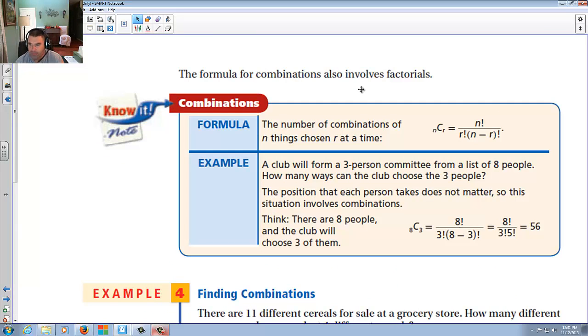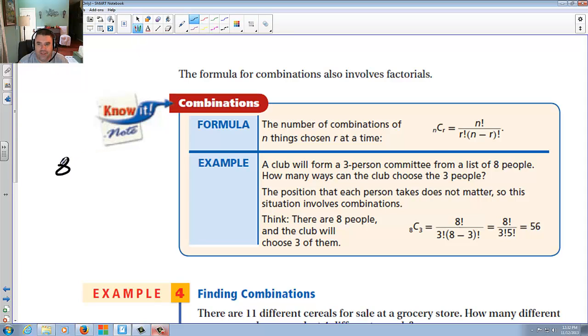Following for combination involve factorial. Now, this is one difference here. In this case here, you see a club will form a 3-person committee from a list of 8 people. How many ways can the club choose 3 people? Well, there are 8 people to choose from. So, okay, you have that.